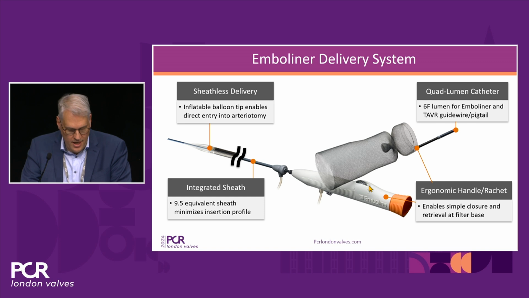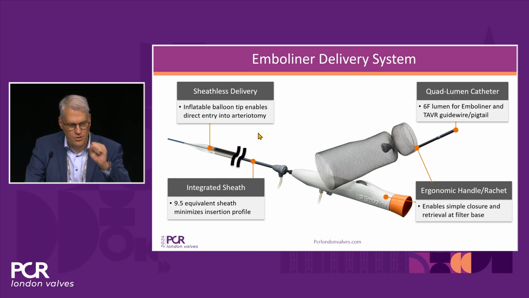Here you can see the catheter. It comes as a sheathless device with an inflatable balloon tip, which enables a direct entry into the arteriotomy, so you can carefully push it forward and bring it in. This integrated sheath helps to minimize the insertion profile, so it's a 9.5 French equivalent.